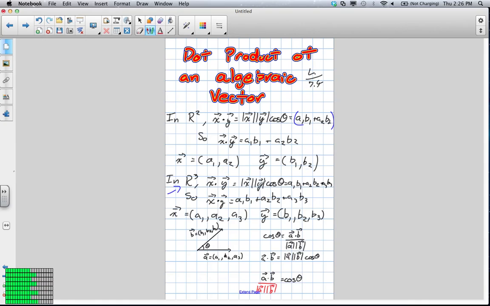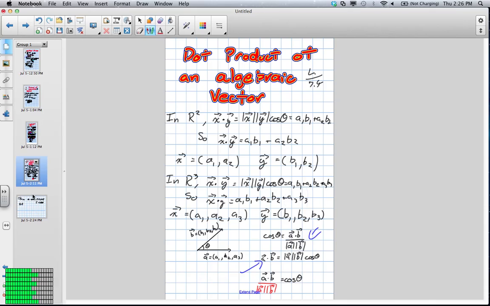The same thing holds true for 3 space. The only difference is there's an A3 and B3 at the end. Same formula from above. And this is just rearranging our original dot product formula. So let's go to the next page here.